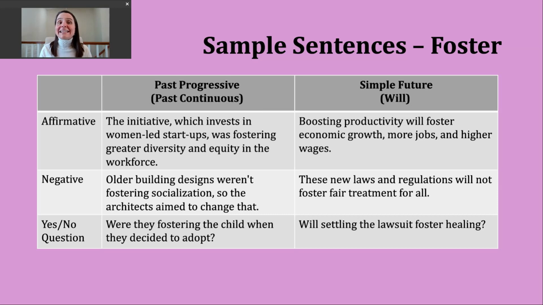Now, if I want to make a negative past progressive sentence, I'm going to insert not between my past form of be and my ing form of the verb. Here's another example. Older building designs weren't fostering socialization. So the architects aimed to change that.